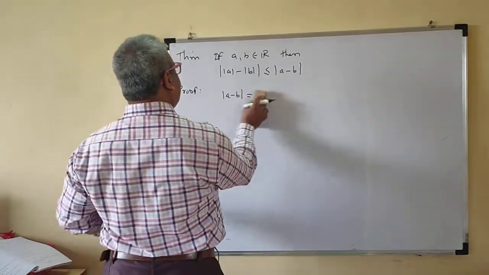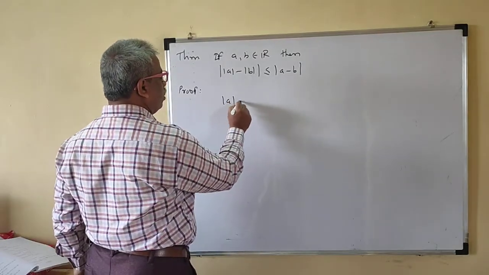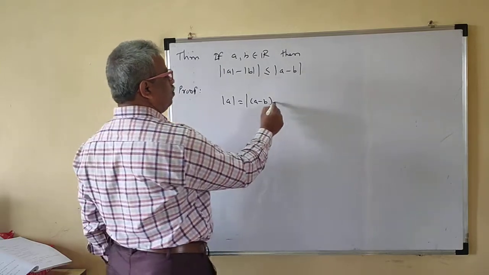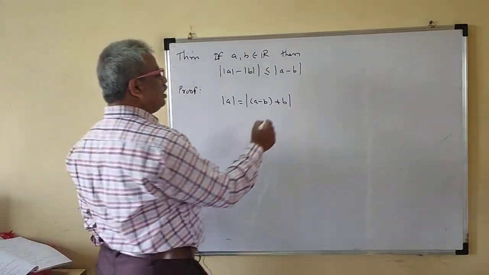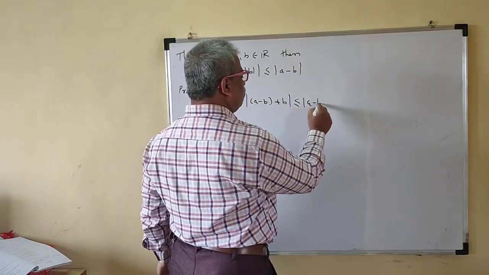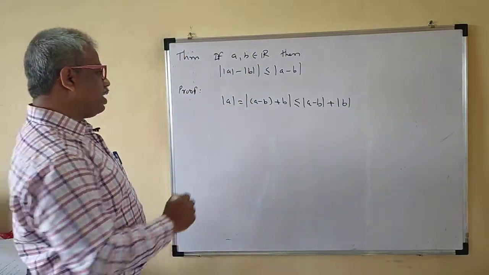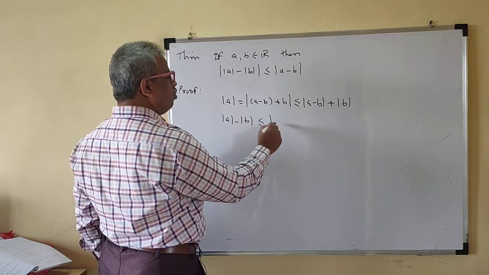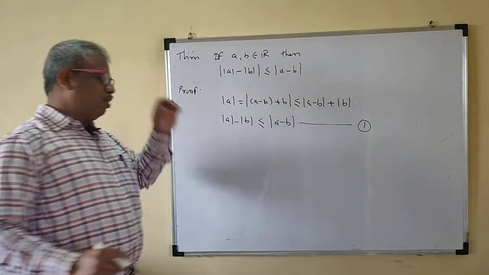So instead of that, what we'll do? We'll write this as mod of A, this is A minus B, you have to plus B then. Plus B. Okay, and this is less than or equal to mod of A minus B plus mod of B, right? So we can write this as mod of A minus mod of B less than or equal to mod of A minus B. I will call this as 1 now.